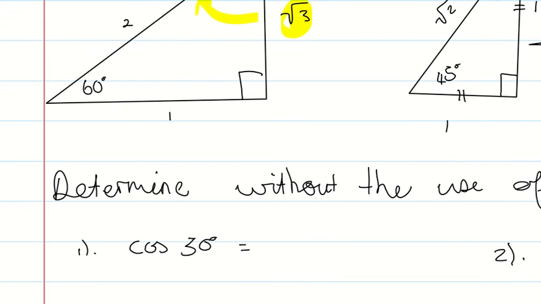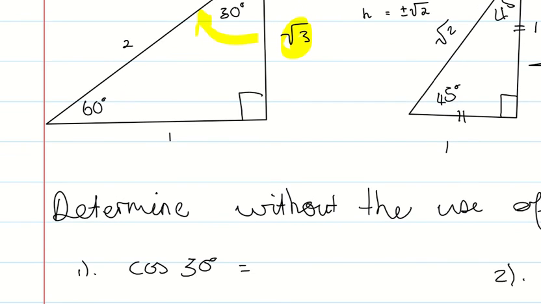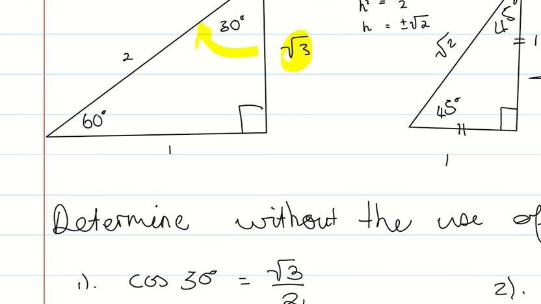Alright, so that one wasn't right. Let's check. So it should be square root of 3 over 2. Alright, so let's do that. Square root of 3 over 2. Thank you. Alright, so as I'm saying, you should just correct that first one.